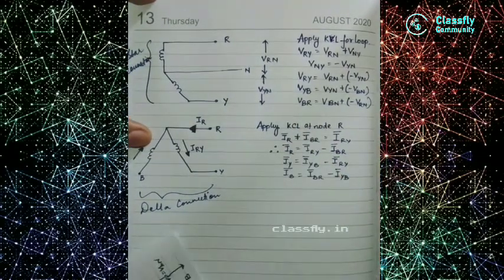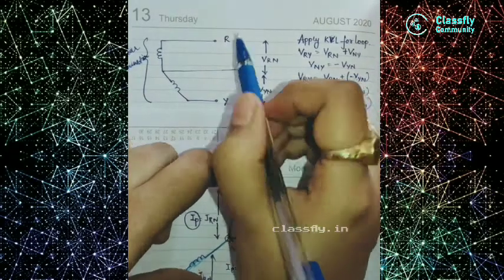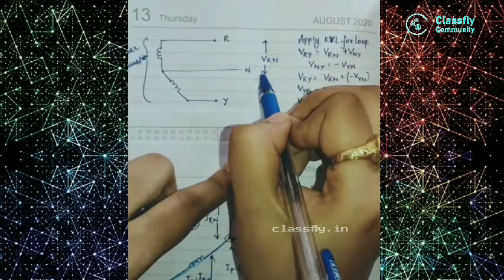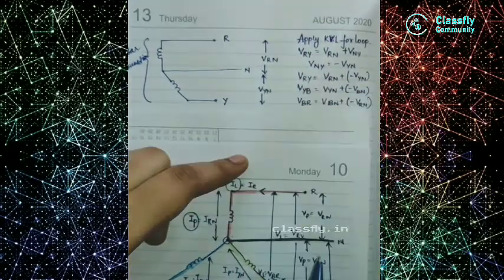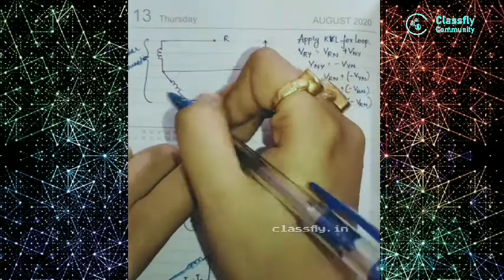So see, for the star connection, this part we have taken, that is this R and this Y. So here we are having a neutral point. So this is VRN, that means this is our phase voltage, and this YN is our phase voltage for the yellow. See, VP is equal to VRN, VP is equal to VYN. So we will apply KVL here.